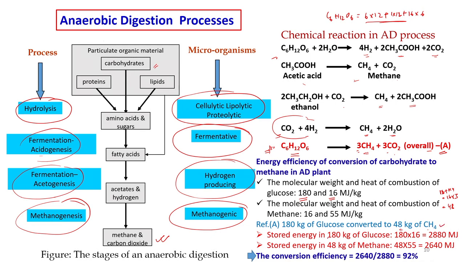So energy stored in 180 kg of glucose is equal to 180 multiplied by 16, so it will be 2880 megajoule. And stored energy in 48 kg of methane will be 48 multiplied by 55, so it will be 2640 megajoule. So that's how we can see the conversion efficiency, this to the value of 2880, so it will be 92%. So this conversion is really a very efficient conversion.